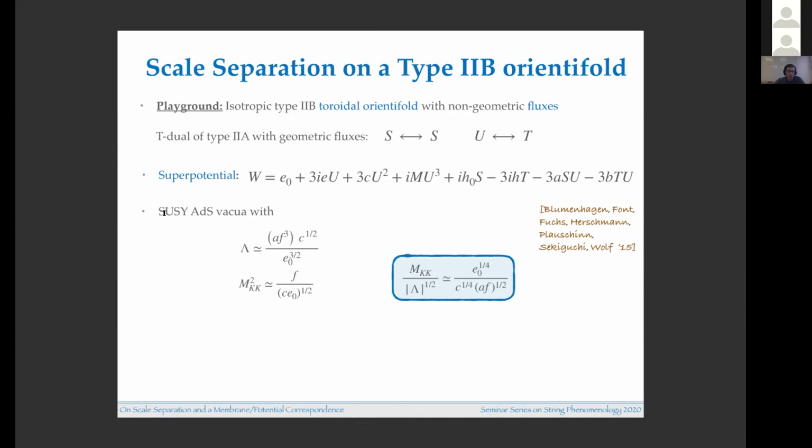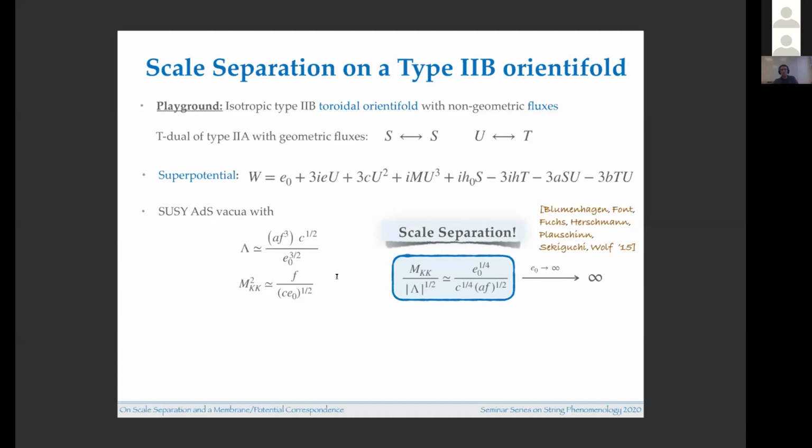But the key point is that here we have this supersymmetric AdS vacuum with this dependence on the fluxes, and the quotient between these two goes like this. And actually, E0 is not constrained by tadpoles, so now one can make this E0 go to infinity, then this thing goes to infinity, and we seem to have a scale separation. Now, this is a non-geometric thing, and we are estimating the radius of the internal manifold again as the volume of the internal torus.